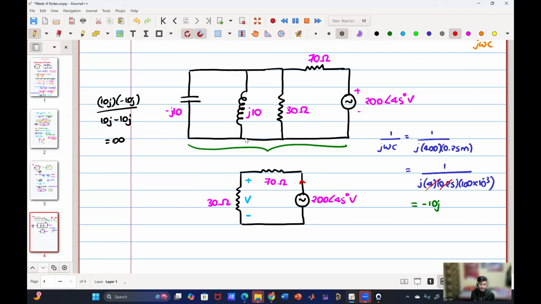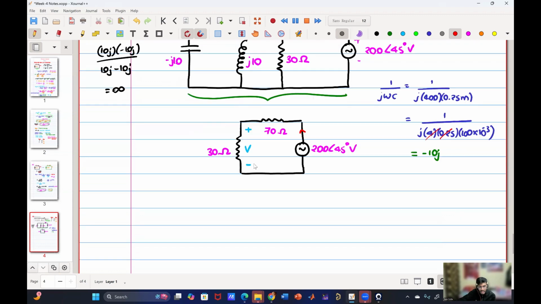Okay, so now everyone please calculate the value of v and tell me what is v here. V is nothing but 30 by 30 plus 70 into 200 angle 45 degrees, which is how much? 60 angle 45 degrees, right?